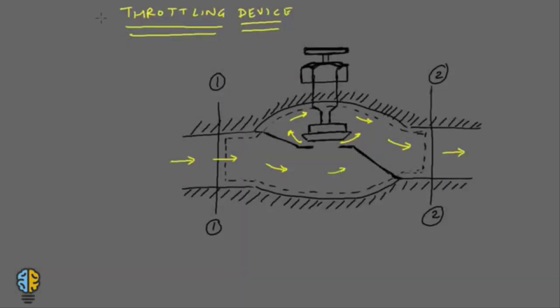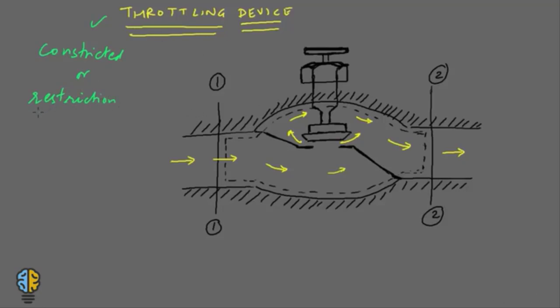Now let's discuss the throttling device and the application of the steady flow energy equation on a throttling device. Now what exactly is throttling? When a fluid flows through a constricted passage or a restriction, so let's use these words, constricted passage or a restriction.